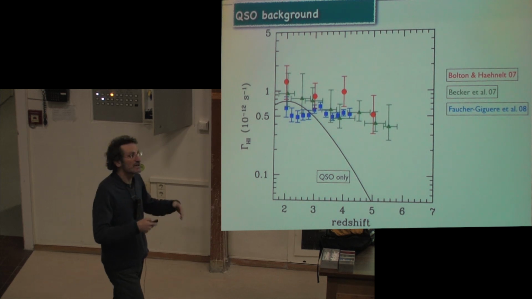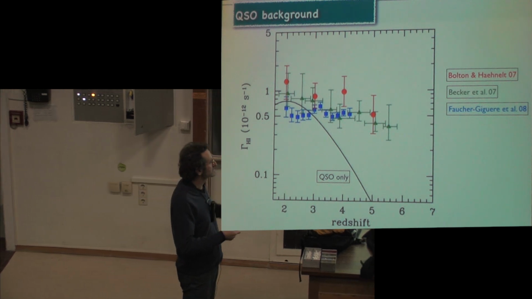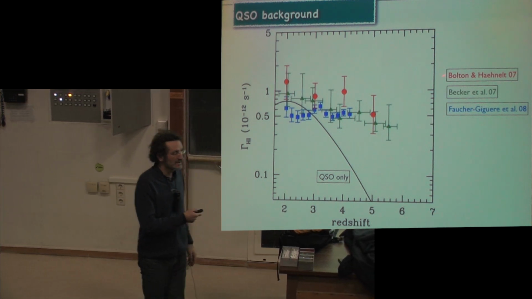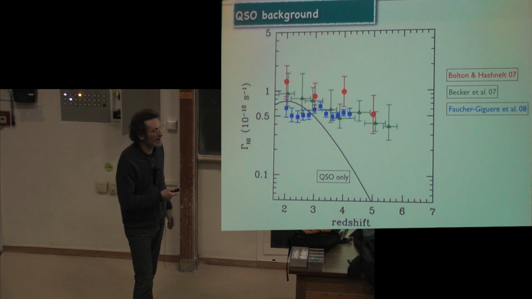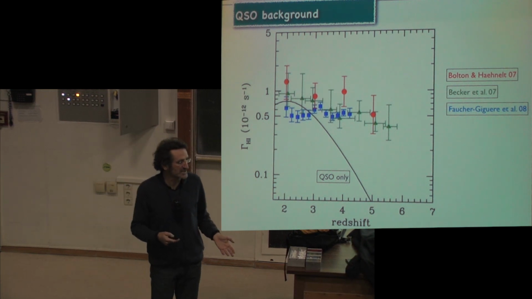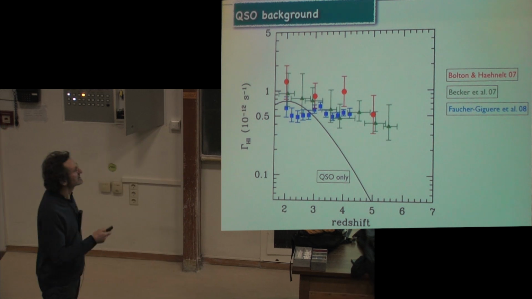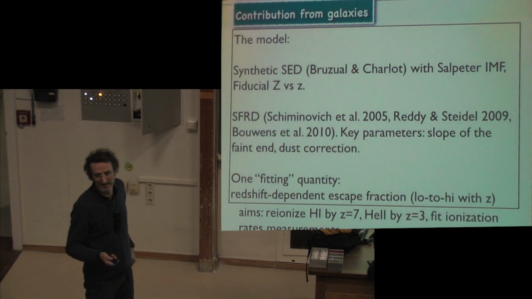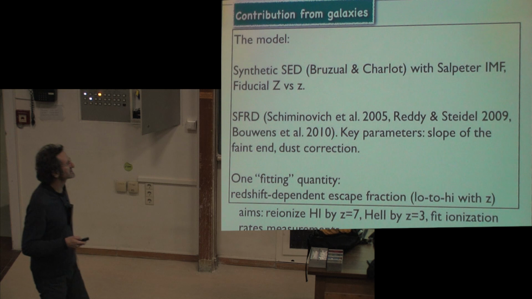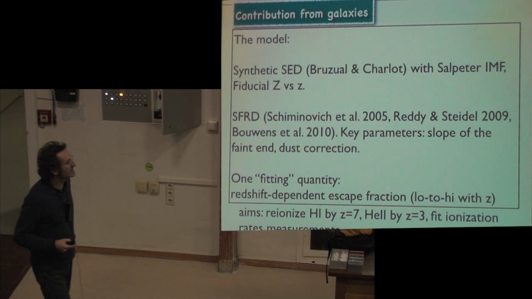So quasar only fail, quasars fail to produce enough ionizing photons. Okay? So you have to run other sources. And all these kind, of course, are galaxies. Okay? Star-forming galaxies. You can make a lot of modeling in that.